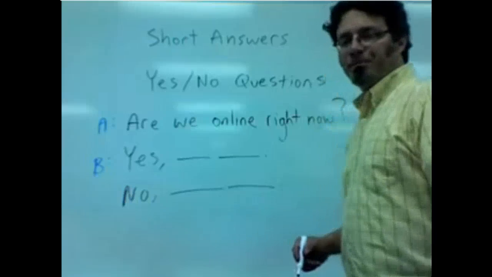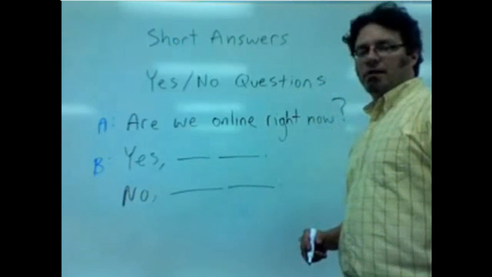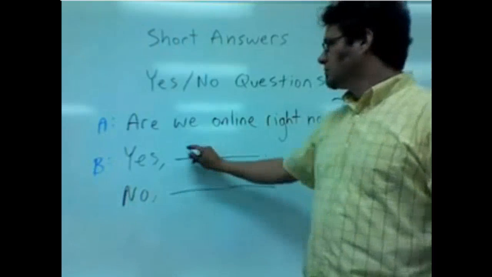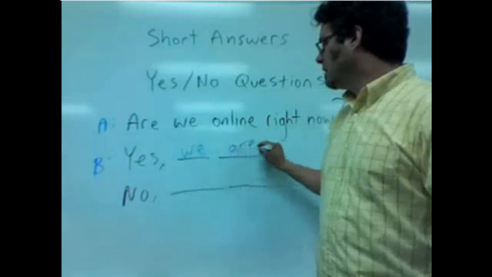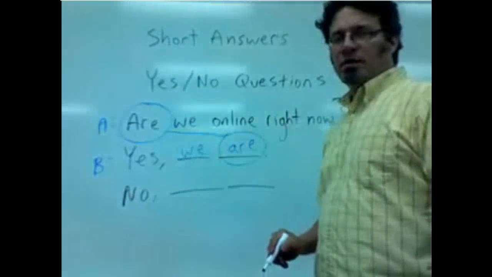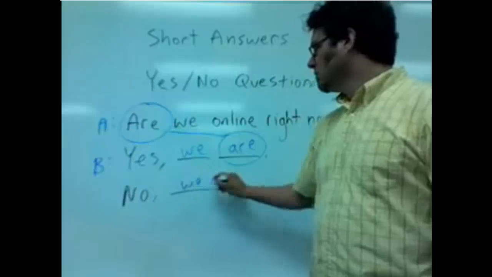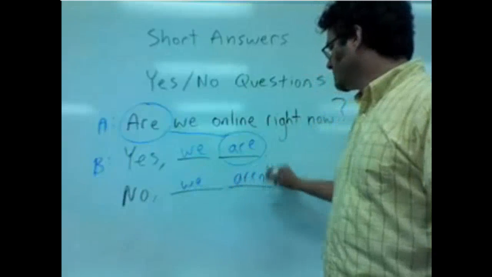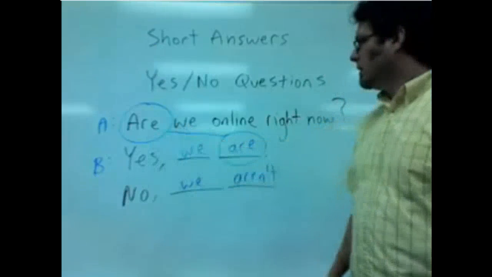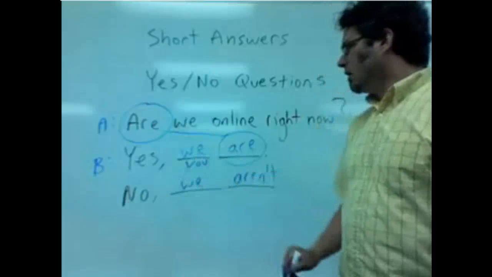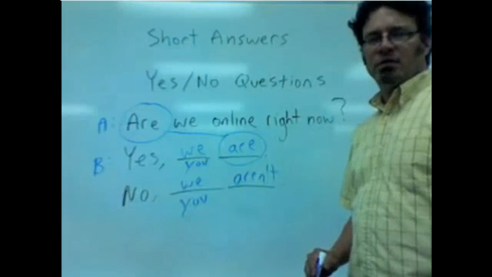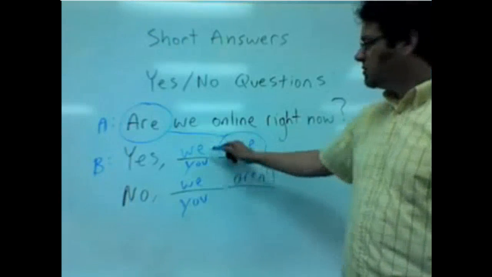In the plural form, are we online right now? Answer, yes, we are. There's the verb be, repeated here. Or negative, no, we aren't. If somebody asks a question with are we, the answer could also be yes, you are, or no, you aren't. It depends on who's talking. So these are two possibilities.